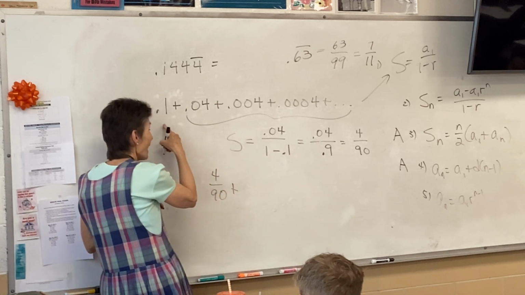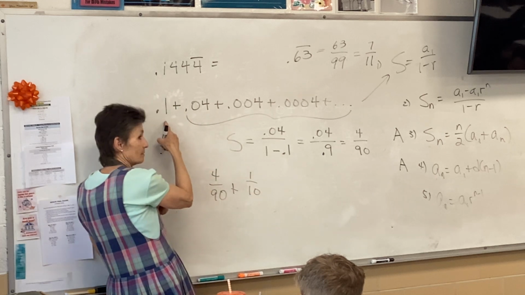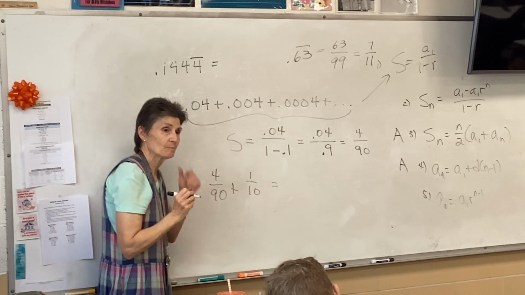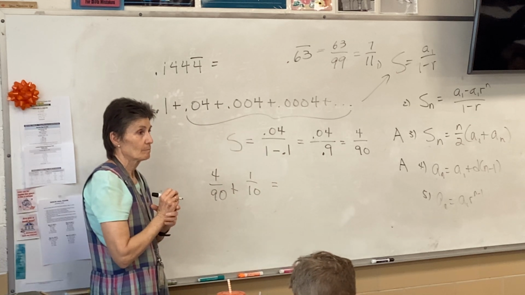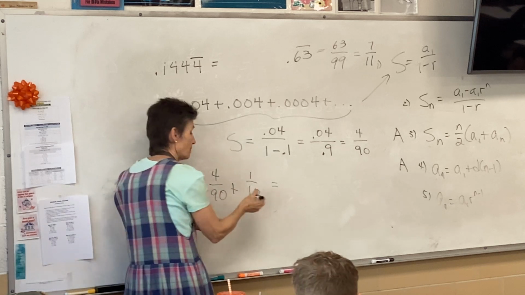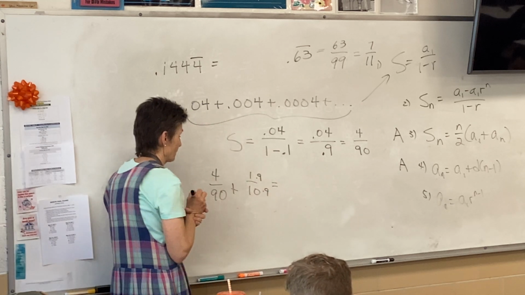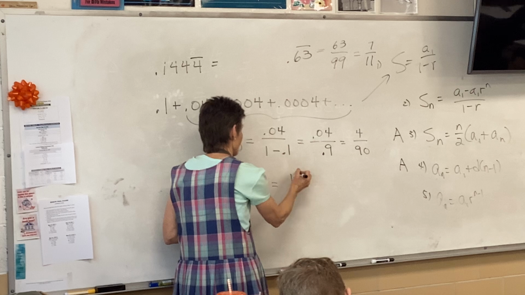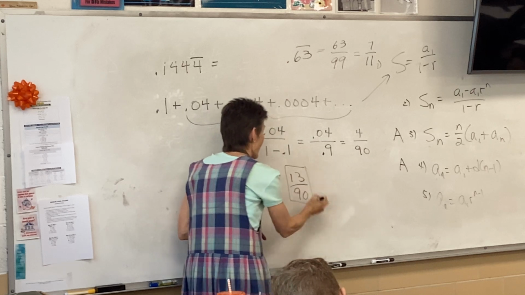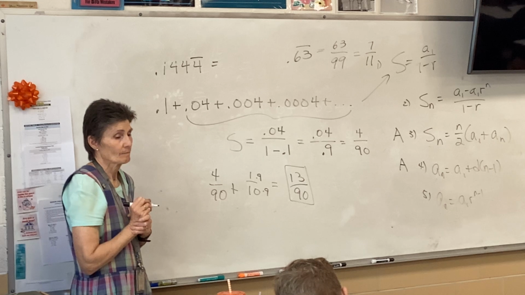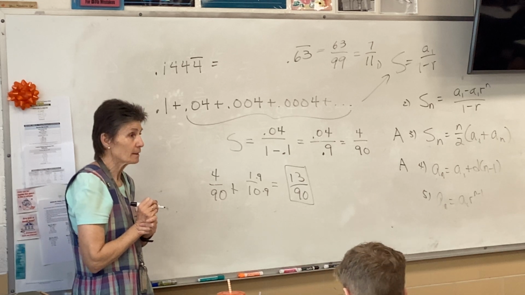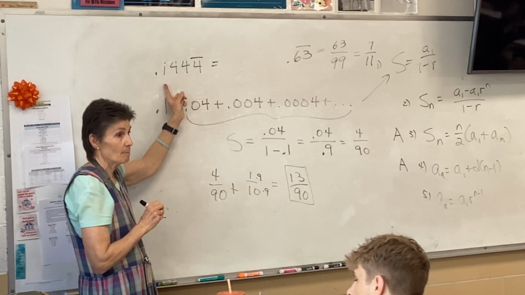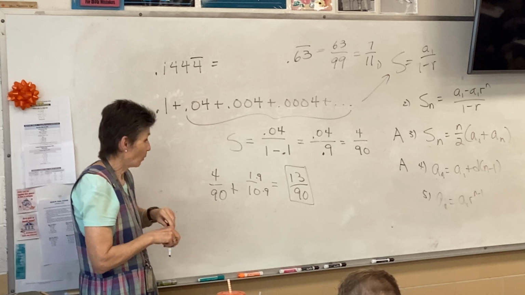I need to add in the 1/10. That original non-repeating part. How do I do that? Get a common denominator. So I have 4 plus 9, so 13/90, and that is your answer. So just to check, type 13 divided by 90 on your calculator and see if it gives you this. Better. Or I made a mistake.